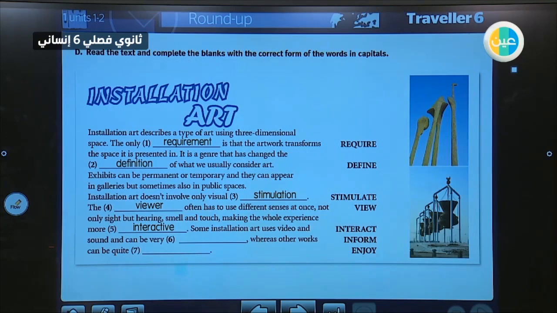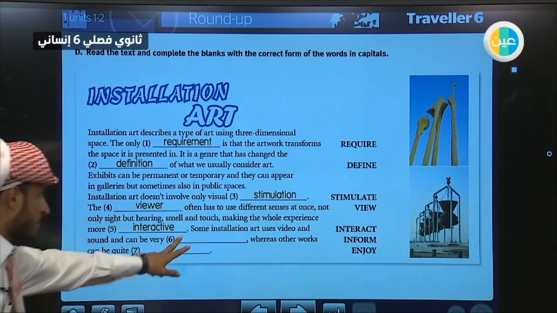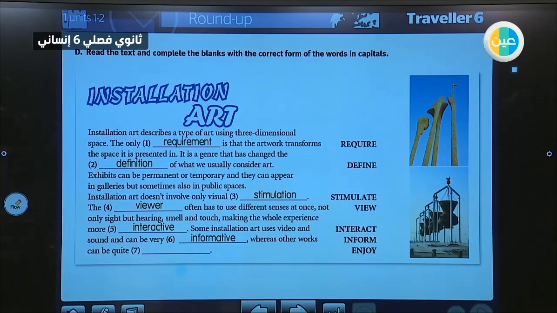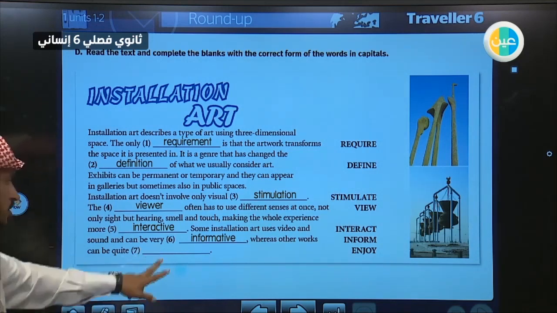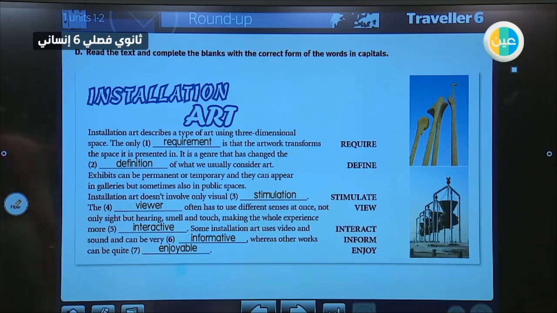Some installation art uses video and sound and can be very informative, meaning rich in information and enriching, whereas other works can be quite enjoyable, meaning fun. So here we have two types. It can be informative or it can be enjoyable.